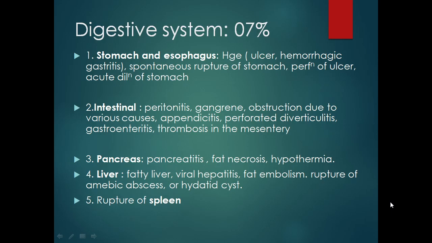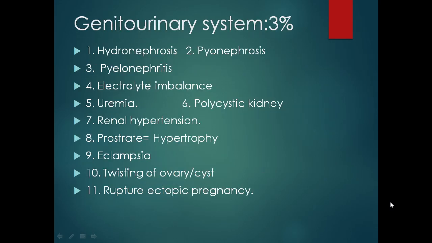Then pancreas causes. What are the various pancreas causes? Pancreatitis, fat necrosis, hypothermia. Then liver causes: fatty liver, viral hepatitis, fat embolism, rupture of amoebic abscess, rupture of hydatid cysts, then rupture of spleen. So, these are the various causes of sudden death regarding the digestive system, amounting to 7%.